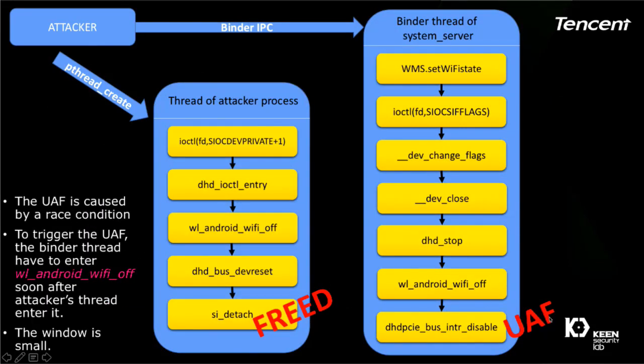So here is the real flowchart of the UAF. The attacker should create a thread to call the wl_ioctl WiFi off to free that object. So he will create a thread here, and finally it will call si_detach to free the si_info object. After that, he will call a Java API via the binder IPC. So the system server will help us call the wl_ioctl WiFi off concurrently. So finally, it will trigger the use-after-free.